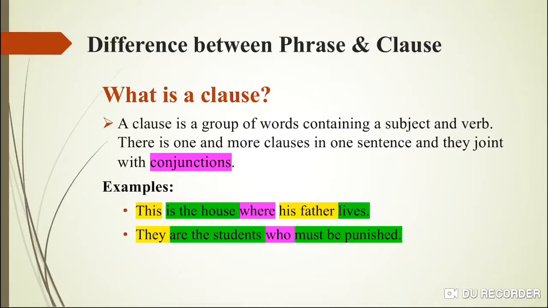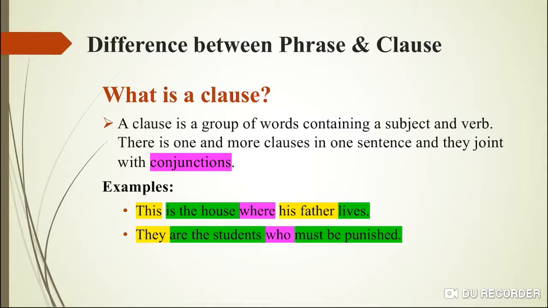So what is the clause here? This is the house is a clause, and this is his father, and this is the house where he lives. These are the two sentences which are put together with the help of the conjunction where.